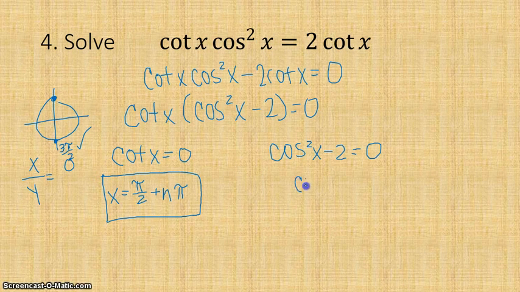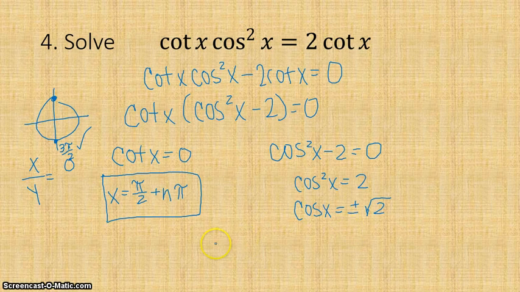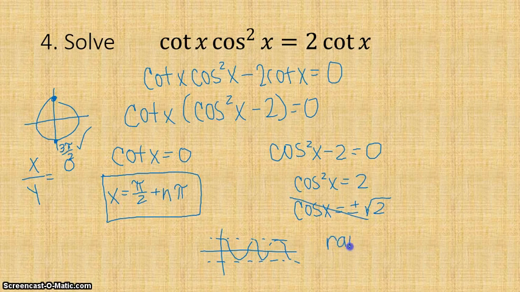Over here, cosine squared x equals 2. So cosine of x equals plus or minus the square root of 2. But the square root of 2 is more than 1. And if you remember your range for cosine, when we graphed them, it never went above 1 and it never went below -1. So this is actually not going to work because it's outside of the range of cosine of x, because that was -1 to 1. So pi over 2 plus n pi is my only answer.